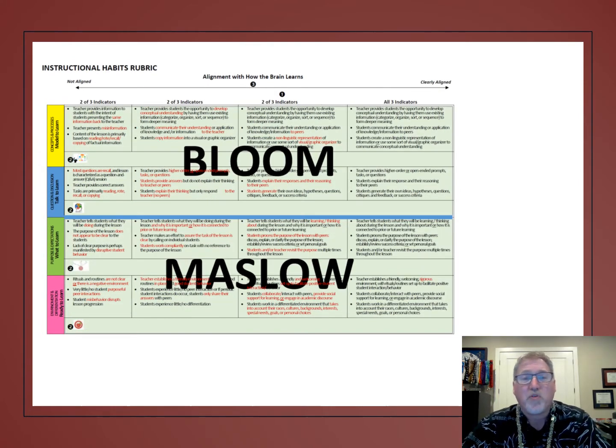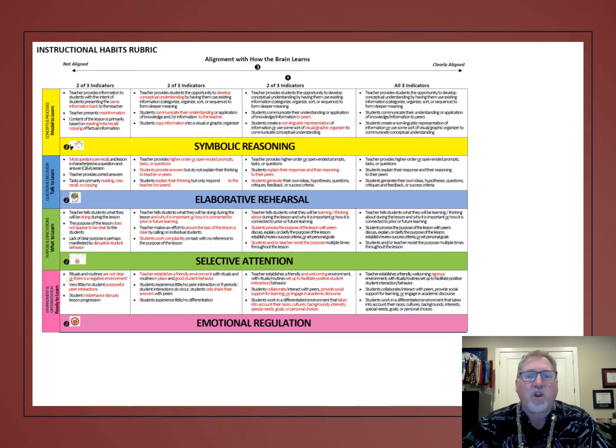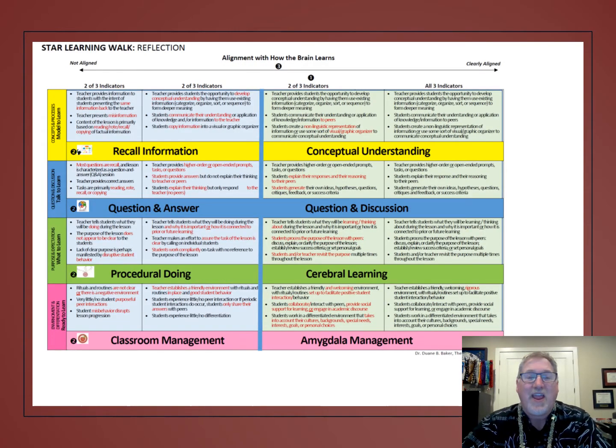That new realm is Bloom's taxonomy. We're going to explore the idea now that the brain feels safe to learn and it knows what to learn. How do we go about learning? How does talking help us learn? We're going to be looking at elaborative rehearsal. I'm going to explore that in just a few minutes, describe what that is, and give you a couple of examples. But the bottom line is it's question and discussion.